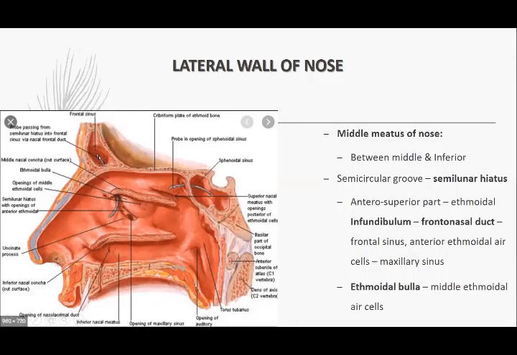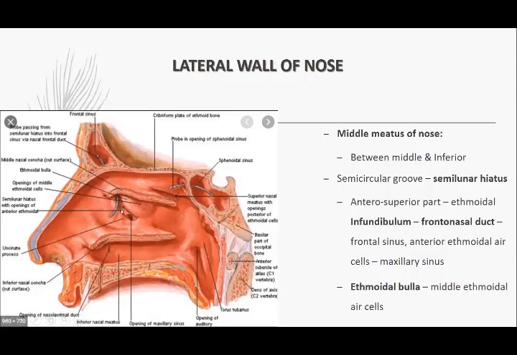Frontonasal duct. So by way of the frontonasal duct, the frontal sinus opens into the infundibulum of the hiatus semilunaris. Besides this, there is an opening. Now I am talking about the same semilunar hiatus. This is the semilunar hiatus. This is the opening of the maxillary air sinus. Okay? So in this hiatus semilunaris the frontal sinus is opening, the maxillary sinus is opening, and this is the opening of the anterior ethmoidal air cells.